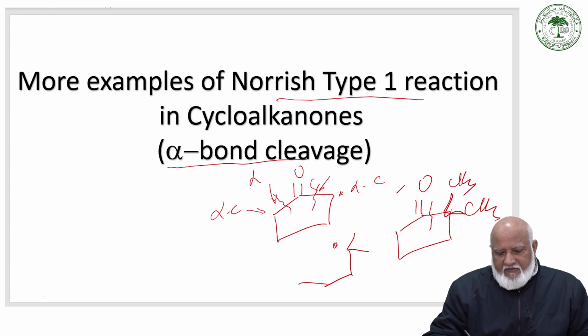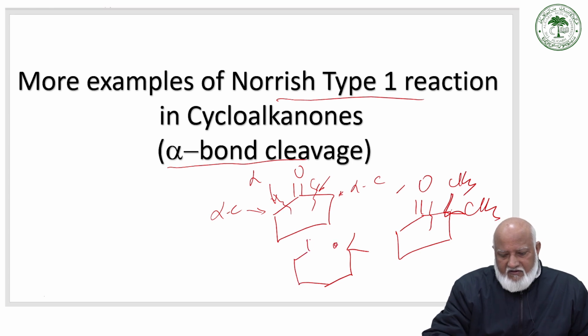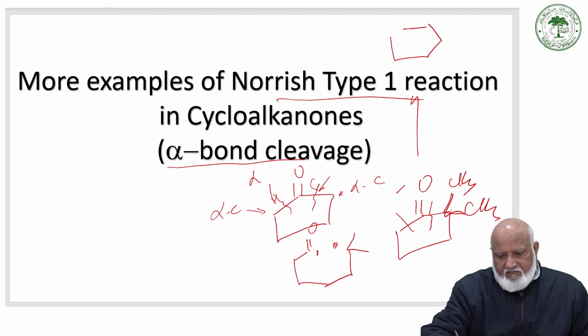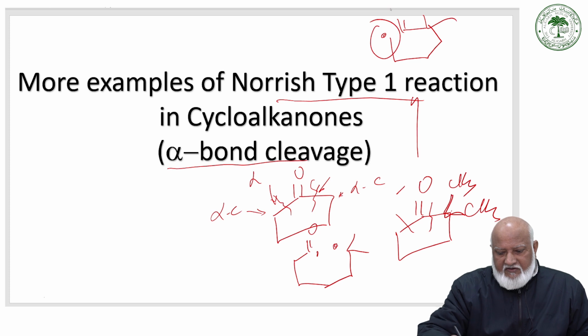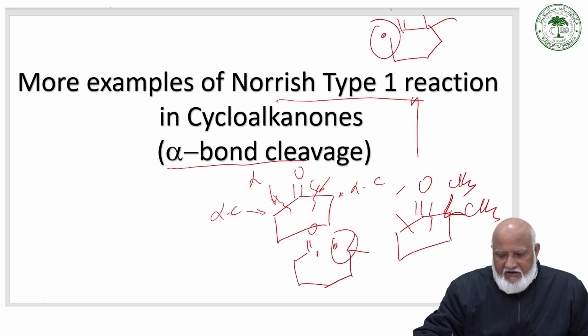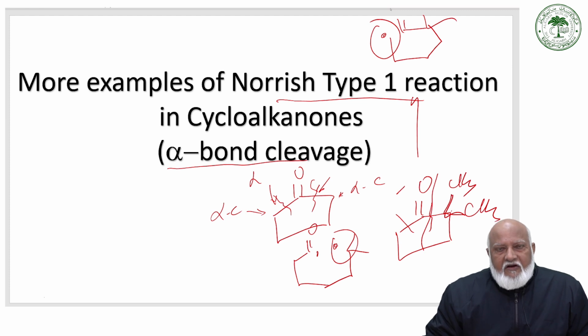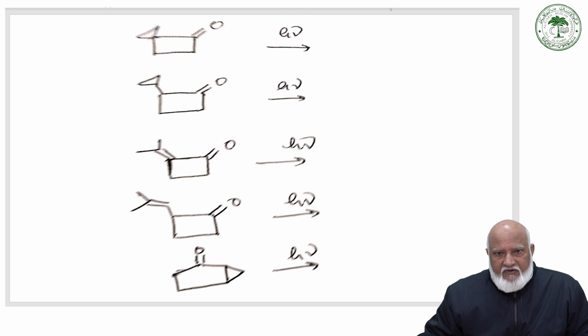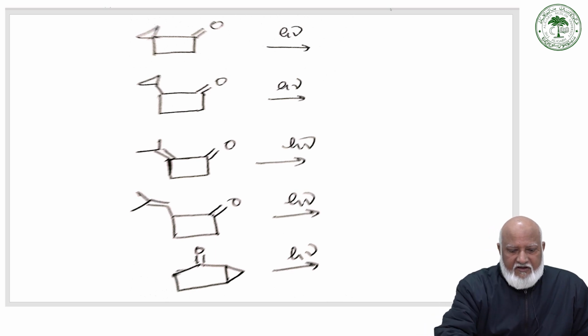a tertiary radical, or if we cleave this, we end up with a primary radical. So when we talk of the stability, we know that the tertiary radical is more stable than the primary radical. So the tertiary radical will be the preferential cleavage. That's what we have looked into. We have also looked into a few more examples, like this and so on.